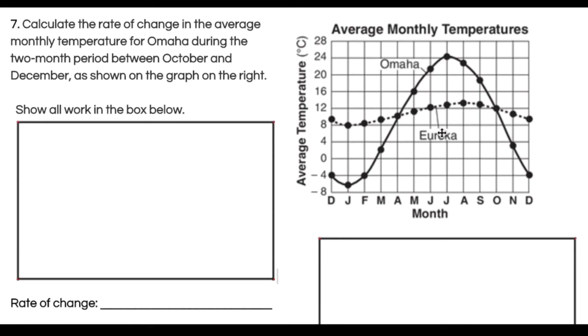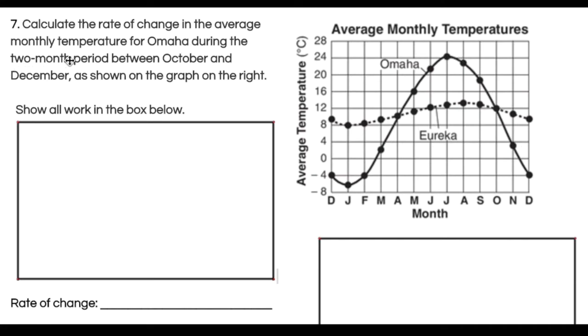Now that we know what we have in front of us, we can understand the rate of change. The question says to calculate the rate of change for Omaha. So we're literally going to be working just on this line. We need to ignore Eureka. I know it's there, but we're not going to work on it for this question. I know on your quiz there was another question about this, but as of now, we are just going to work with this line, which is Omaha.